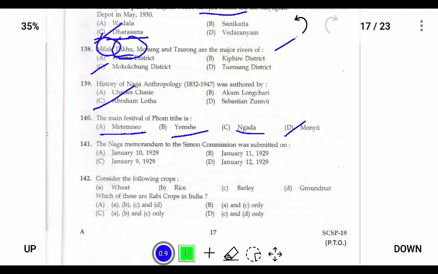The Naga memorandum to the Simon Commission was submitted on January 10th, 1929. So the Nagas submitted a memorandum to the Simon Commission saying that they will not be a part of the British India, and this was sent on January 10 of 1929.